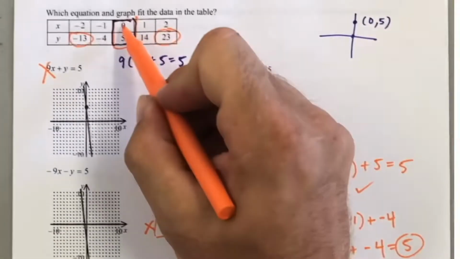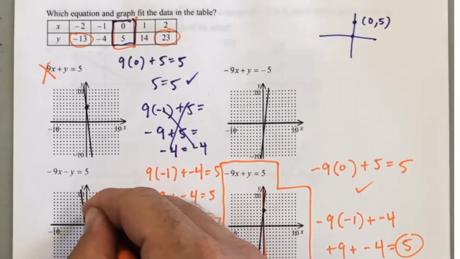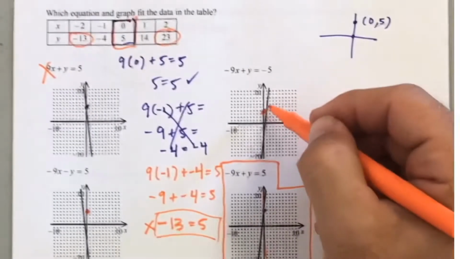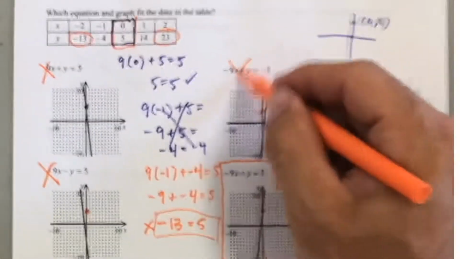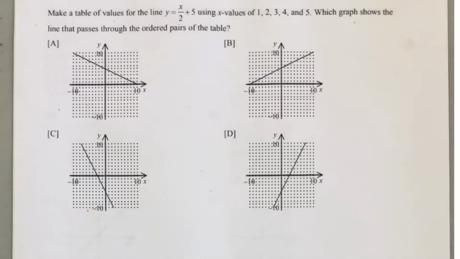Although remember when we started with the 0 and 5, because if you see on this graph, the 0 and 5 is not plotted. So the 0 and 5 point is not on these lines. So that's how I would have eliminated these questions here, or these answer choices, let's say. This is a good one here.